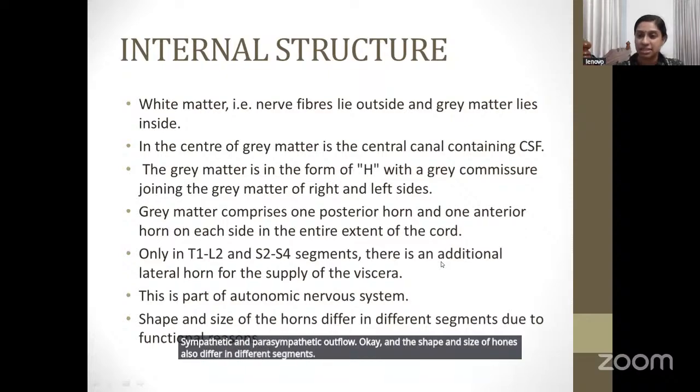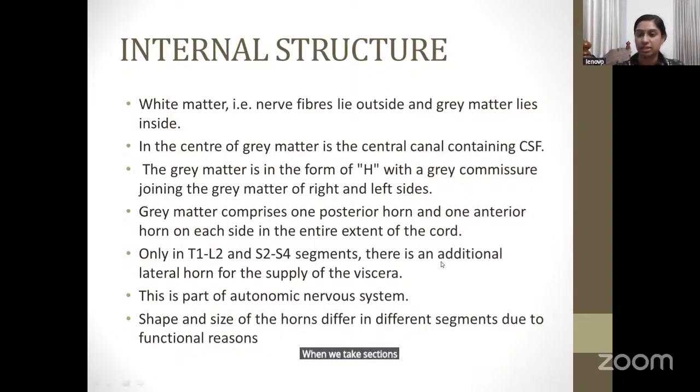The shape and size of the horns also differ in different segments. When we take sections at different levels of the spinal cord, we can see that the shape as well as the size of the anterior and posterior horns differ.